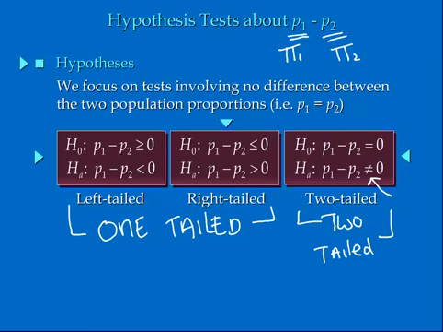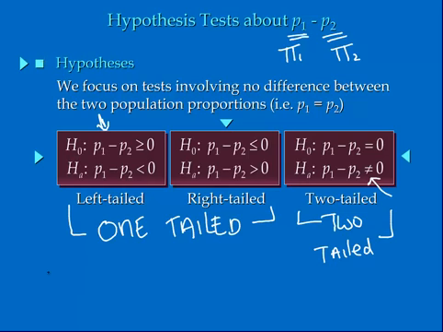So the difference in population proportions, look at this one here. P1 minus P2, is that greater than or equal to 0? Or alternatively, is it less than 0? P1 minus P2. Likewise for the rest of them, there is P1 minus P2. P1 minus P2, is that equal to 0? P1 minus P2, is that not equal to 0?